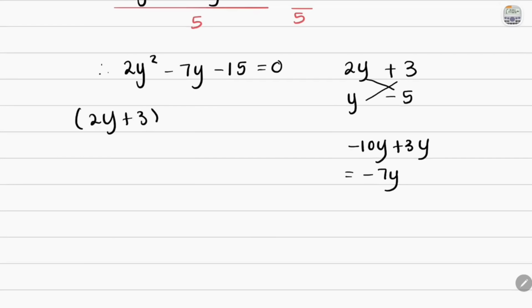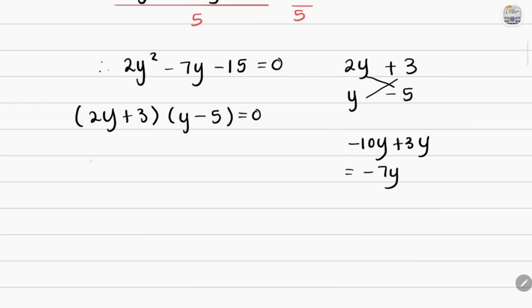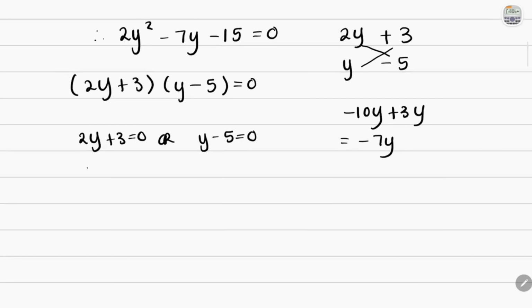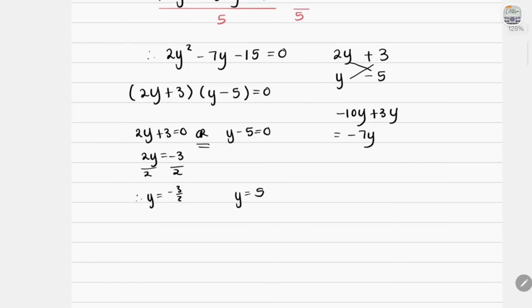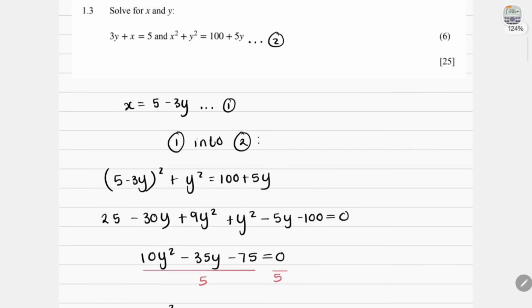So 2y plus 3 times y minus 5 equals 0. So 2y plus 3 equals 0, or y minus 5 is equal to 0. And then solve for y here. 2y equals negative 3. Divide both sides of the equation by 2. Therefore, y equals negative 3 over 2, or y equals 5. So we have solved for y, and now we can finally solve for x.